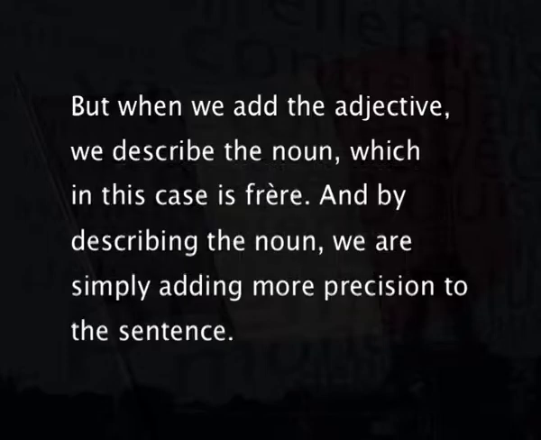So what is the function of the qualifying adjective in the sentence? Grammatically, the sentence j'ai un frère is correct. But when we add the adjective, we describe the noun, which in this case is frère. And by describing the noun, we are simply adding more precision to the sentence.